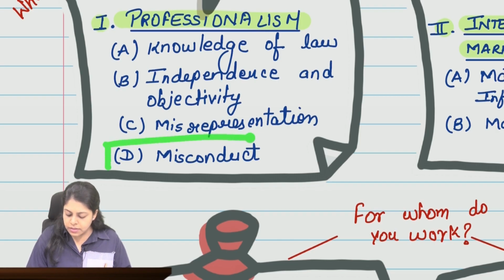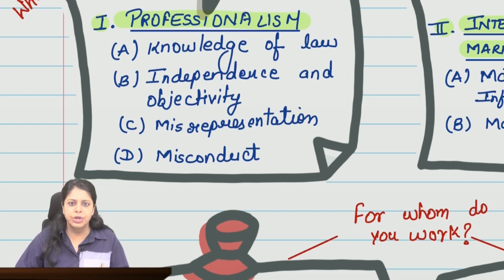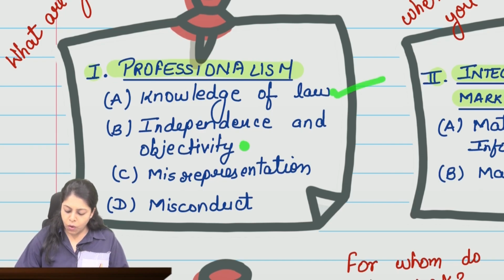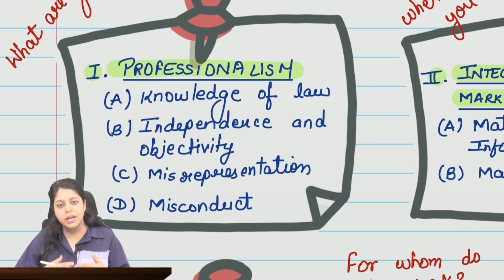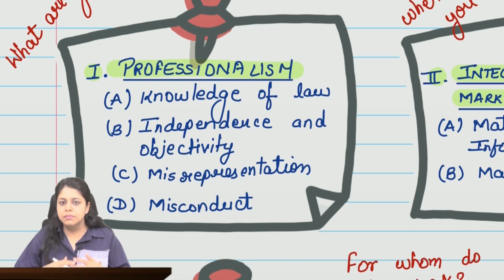The fourth standard is misconduct. Basically, don't do fraud. Don't get into any fraudulent or deceitful activity. Always behave professionally. Always behave in a truthful manner so that people around you, the clients, everybody around you can trust you. So the first standard is very simple. It talks about professionalism, like how to be a professional. You should have the knowledge of law. In all your recommendations and all your work, you should be independent and objective. You must never misrepresent. You must never get into any kind of misconduct.